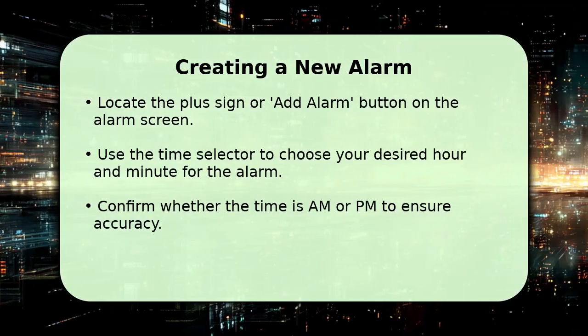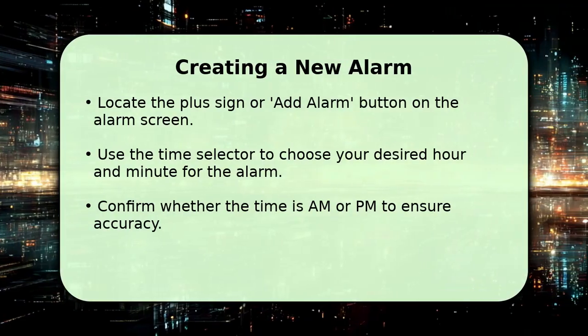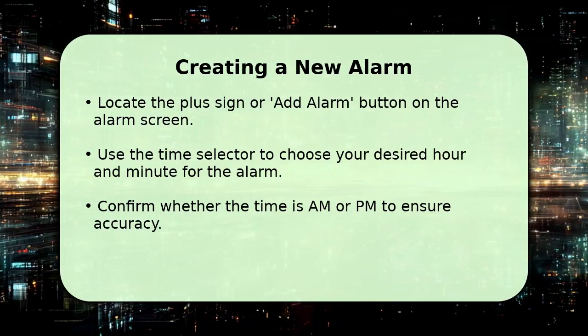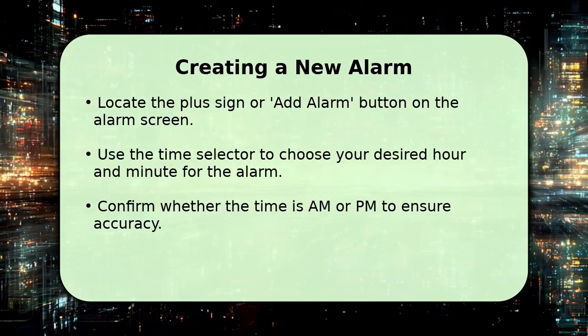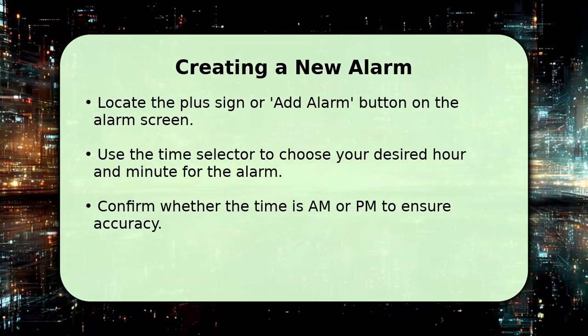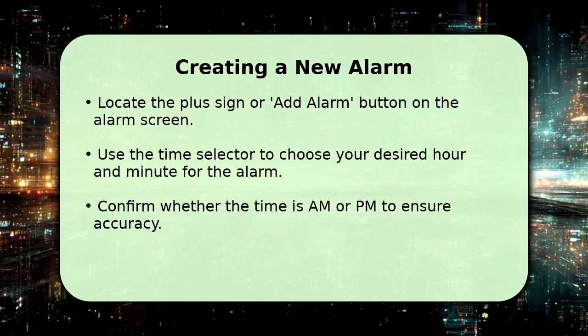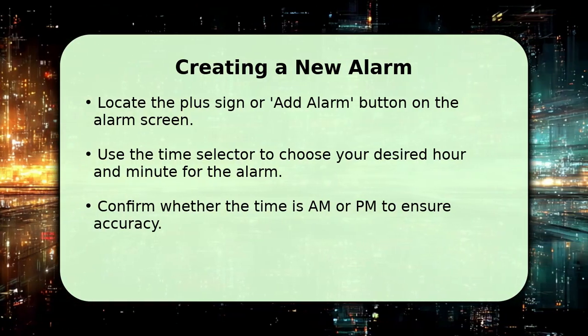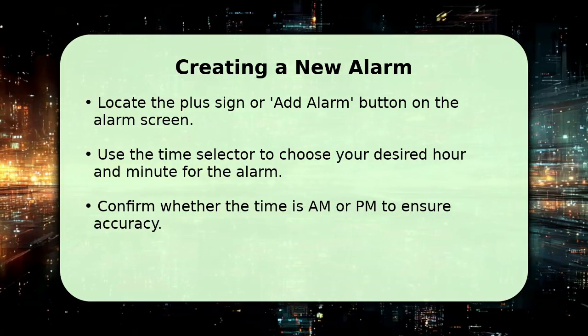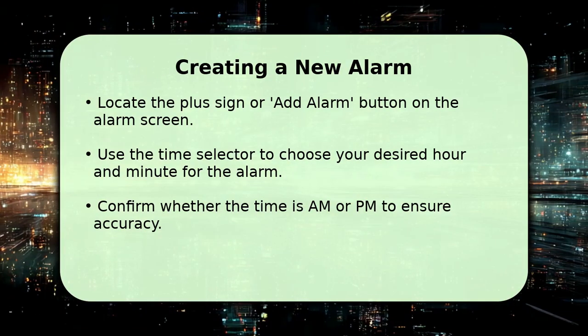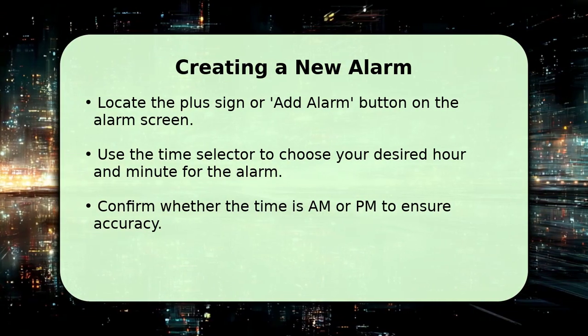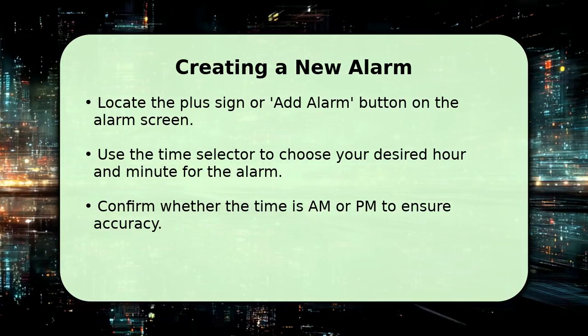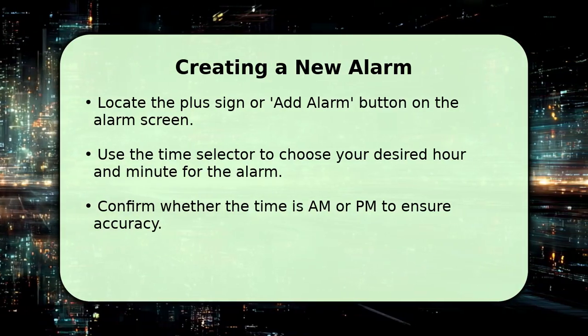After accessing the alarm section, you will see a large plus sign or an Add Alarm button. Tap it to create a new entry. A digital clock interface will appear, allowing you to scroll or type in your desired wake-up time. Carefully select the hour and minute, paying close attention to whether it should be AM or PM. This precise setting ensures your alarm sounds at the exact moment you need it. It is crucial for starting your day on time.